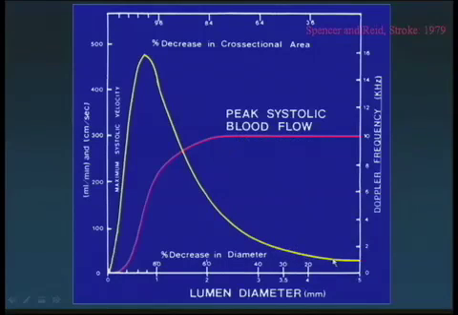And you see that as the diameter decreases, the velocity stays fairly constant till you reach a stenosis of about 50%. And at that point, the velocity tends to increase exponentially, though it maintains flow volume till you reach about a 70% stenosis. At that time, flow volume does decrease a little bit, but velocity continues to increase exponentially. And this is the basis for doing the carotid ultrasound examination.